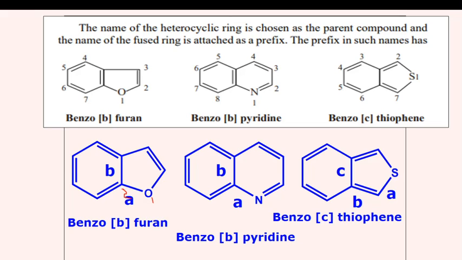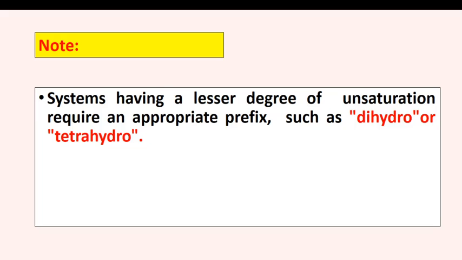So these are very important points you have to take into consideration while naming heterocyclic compounds. Note, systems having a lesser degree of unsaturation require an appropriate prefix such as dihydro or tetrahydro.